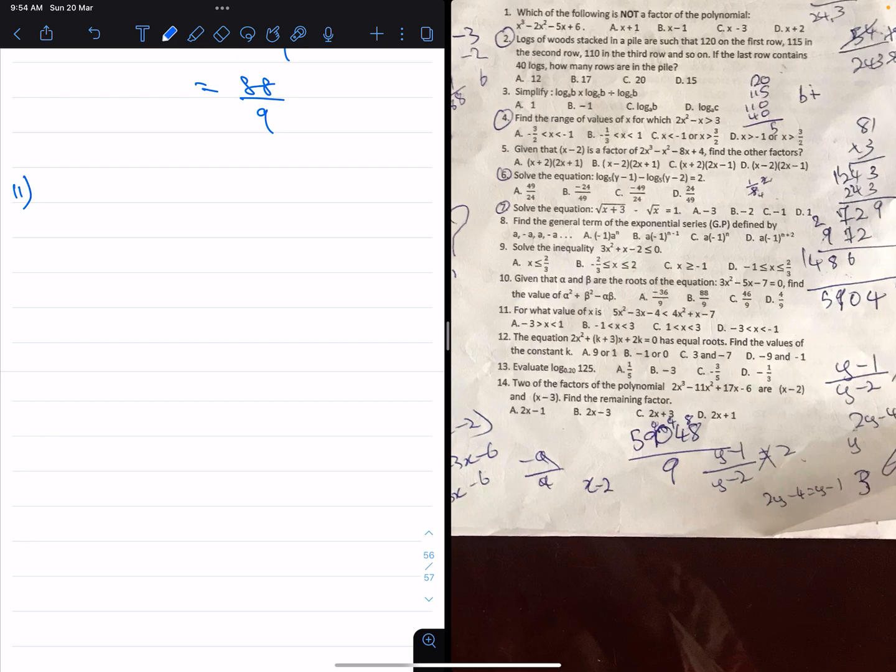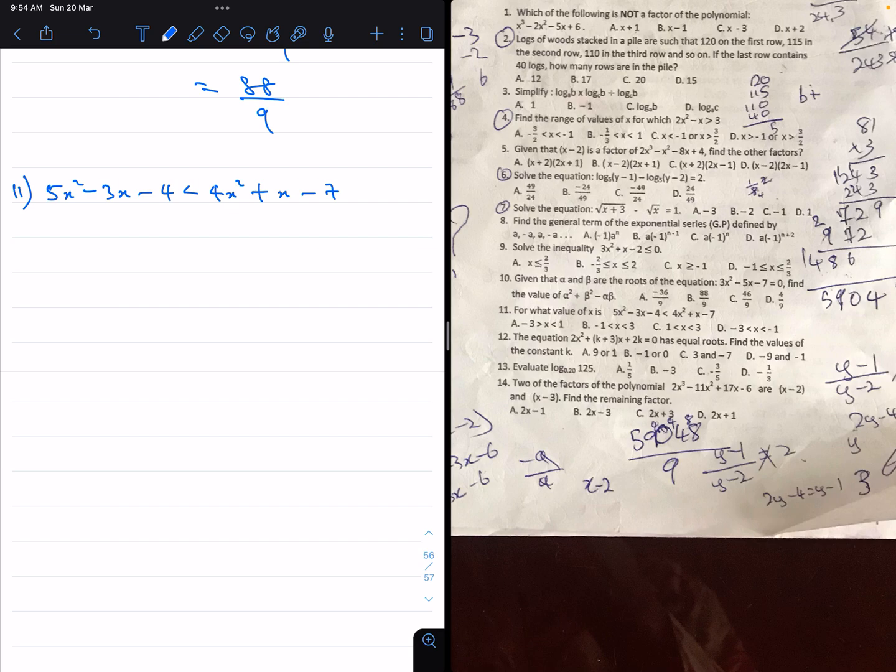Number 11. For what value of x is 5x squared minus 3x minus 4 less than 4x squared plus x minus 7? For what value of x is 5x squared minus 3x minus 4 less than 4x squared plus x minus 7? Can you say that? Now what do we do?